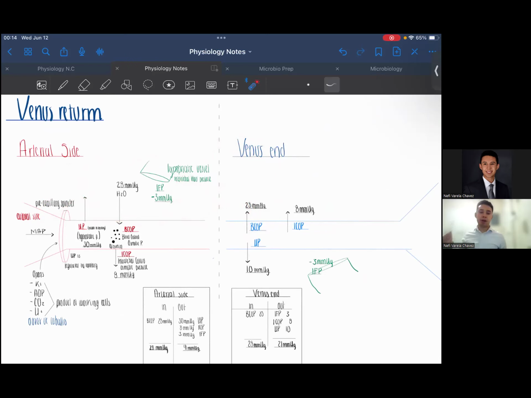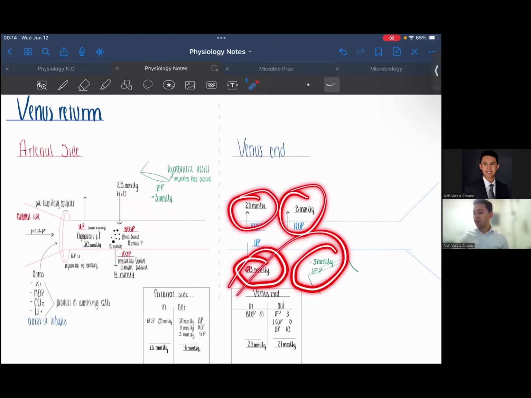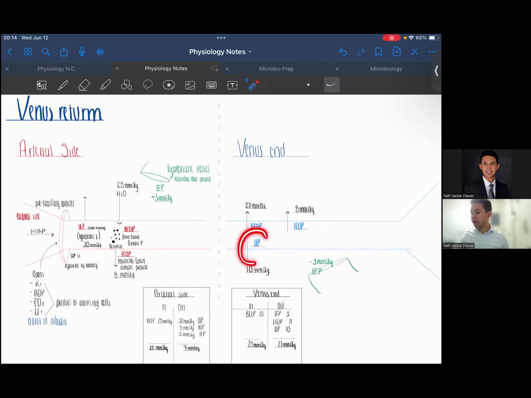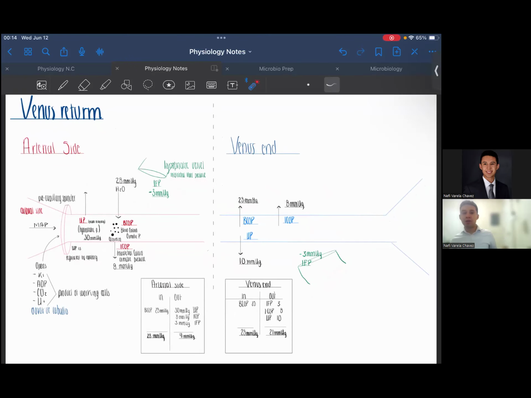So again, hydrostatic pressure here is going to be 30, B cup is going to be 28, I cup is going to be 8, IFP 3 for the lymphatic vessels. And here it is going to be 10, 28, 8, and minus 3. Similar, the only difference is HP. Okay, so that's going to regulate how much water is going outside and going in.